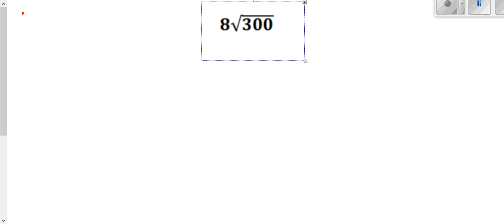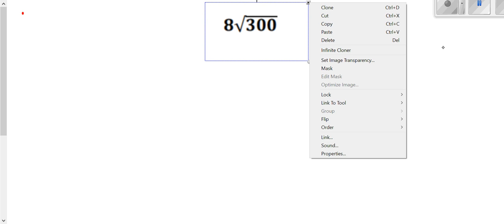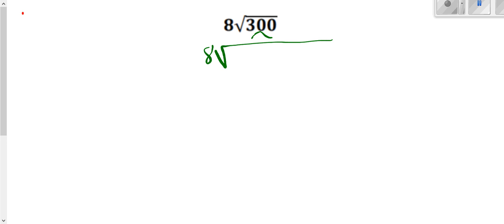Okay, 8 square root of 300. Okay, so I'm going to keep my 8. I'm breaking down my 300. I almost did 150 times 2, but then I caught myself and I thought about that, and I actually could do 100 times 3. And 100 is a perfect square.